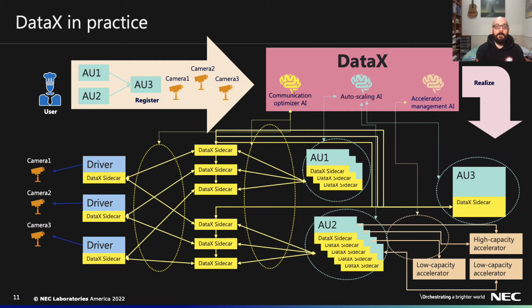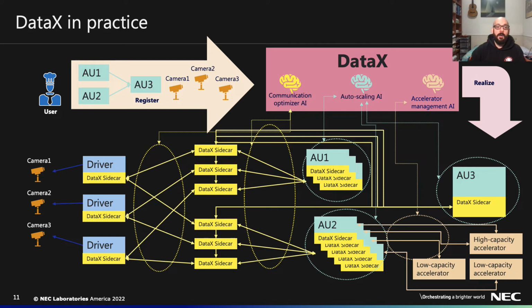This picture gives an overall idea of the interface that the user has with DataXe and what DataXe does to deploy the applications required by the user. So first of all, we see at the top, the user will just submit to DataXe a topology of AUs, of microservices, and a bunch of sensors to use. From there, DataXe will use AI models internally to optimize the communication, the autoscaling, and to manage eventually accelerators.